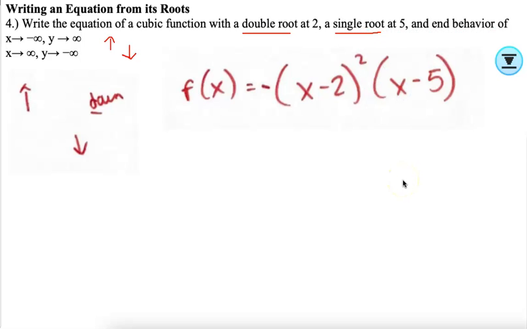So that's how you can also write an equation from some information that they give you. There could be a number in front, but they did not tell us. So that's kind of all we do. Alrighty, that is how you graph cubics in factored form without a calculator.